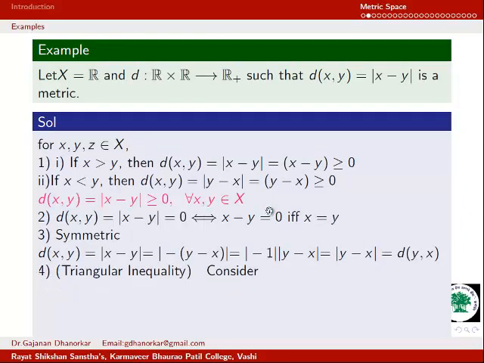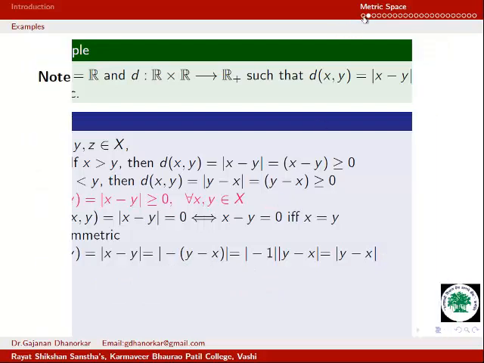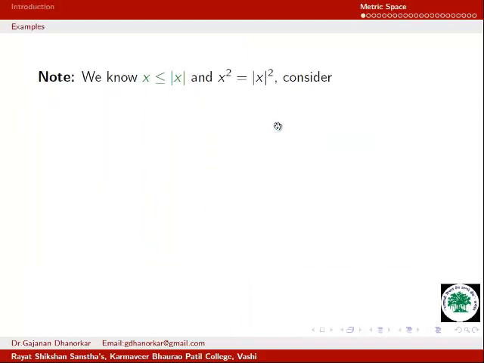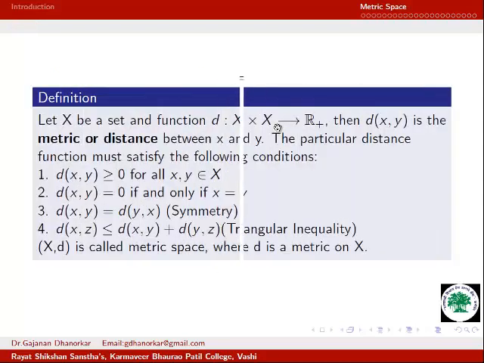We know that if X is any set and D is a mapping from X cross X to R, then D(x,y) is a metric if it satisfies the following conditions. D(x,y) is greater than or equal to 0 for all x, y in X. D(x,y) equals 0 if and only if x equals y. D(x,y) is equal to D(y,x), that is symmetric, and D(x,z) is less than or equal to D(x,y) plus D(y,z). This is the triangle inequality.